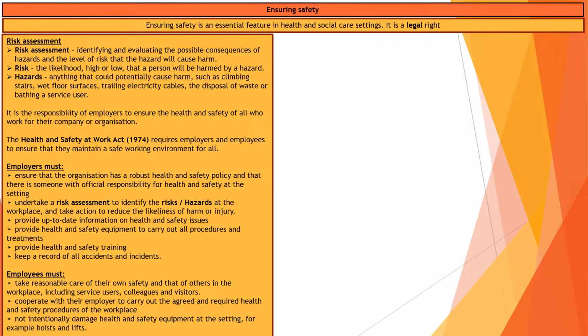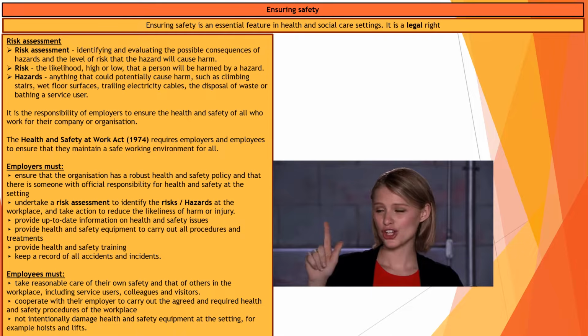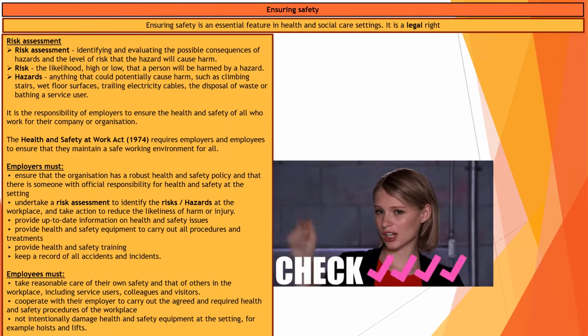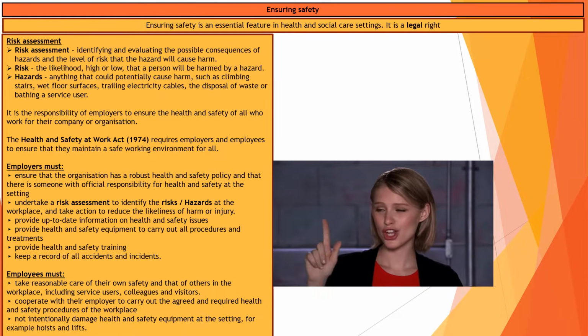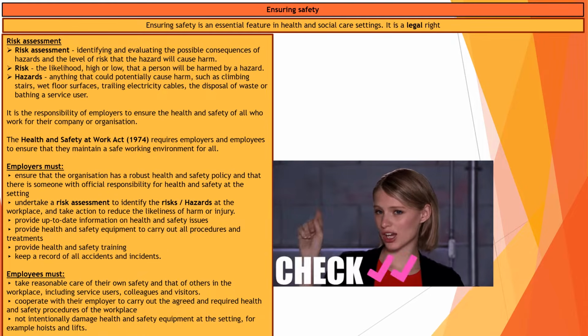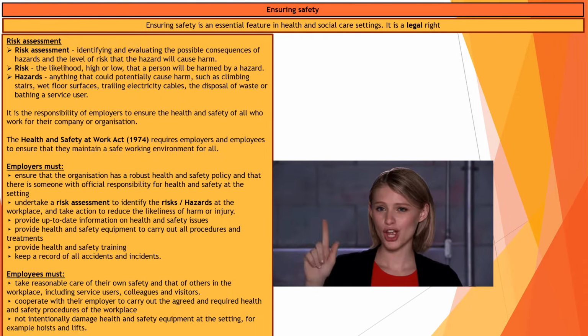Now, it's the responsibility of employers to ensure that health and safety is really protected when working in healthcare settings. The Health and Safety at Work Act of 1974 ensures all employers and employees must maintain a safe working environment. As part of this, employers need to make sure that they have a health and safety check. They need to be doing these risk assessments, looking for any potential hazards, sources of danger, and they need to update these records regularly, keep staff updated of risk assessments, and make sure they provide training to protect all their workers, as well as record any accidents that have taken place.